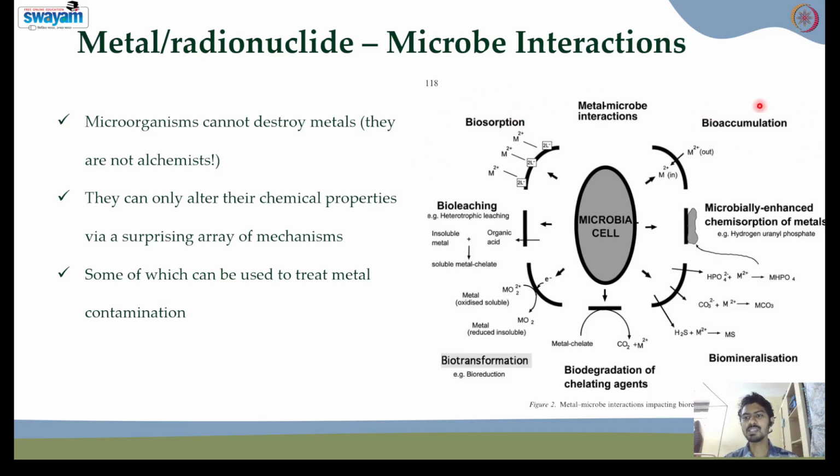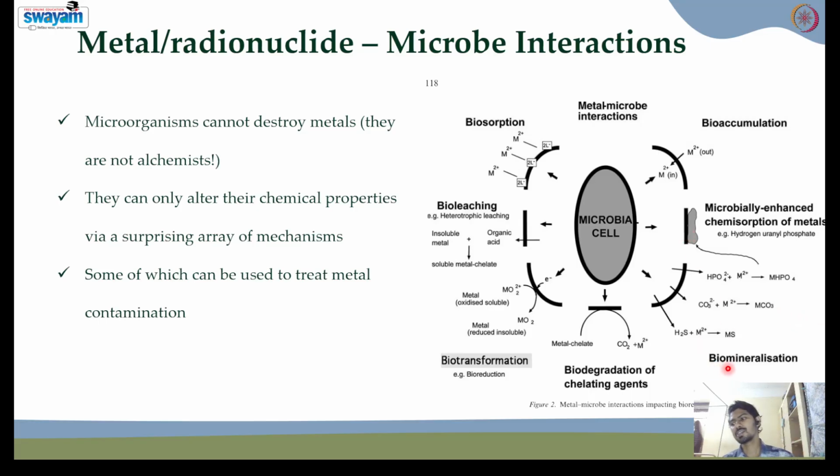And the next strategy is bioaccumulation. The term itself explains the accumulation of metals inside their cell. What happens? These metals will be accumulated into their cells up to a threshold level. So here accumulation of metals occurs inside the cell. Next is microbially enhanced chemisorption of metals. That is, using the microbes, they adsorb these metals onto their surface.